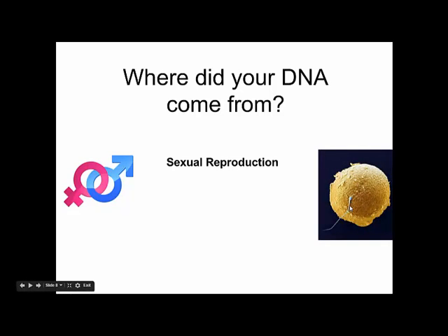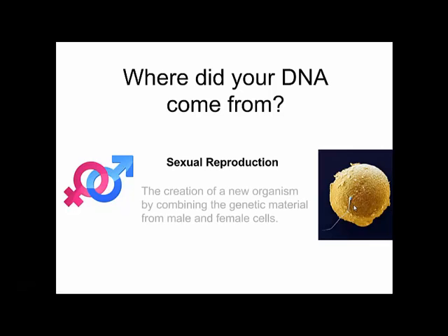The sperm contains the male chromosomes. The egg contains the female chromosomes. They combine, and that's what creates a person. So sexual reproduction, the definition, is the creation of a new organism by combining the genetic material from male and female cells.